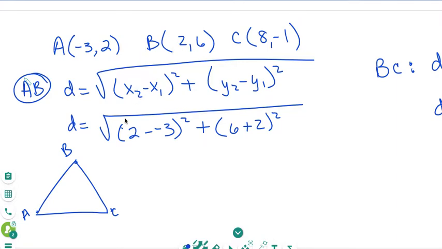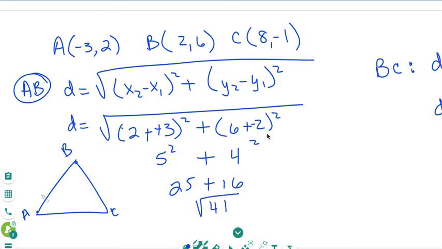So our x2 is going to be 2, our x1 is going to be negative 3, our y2 is going to be 6, and our y1 is going to be 2. We will keep change. So this is going to be 5 squared plus 8 squared. Actually, that should be a negative 2, so it's going to be 4 squared. So 25 plus 16 is the square root of 41, which would be a decimal.